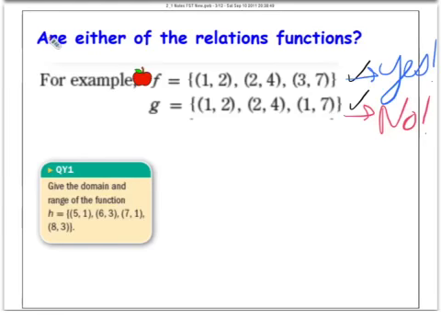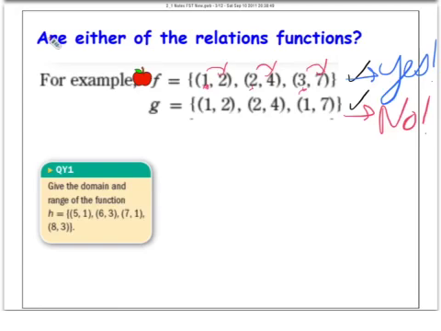Hopefully after you've looked at that, you determine that the first relation is actually a function. Again, definition of a function, for every x value, there's only one output. So every time I put in a 1, in this case, I get a 2. When I put in a 2, I get a 4. When I put in a 3, I get a 6.